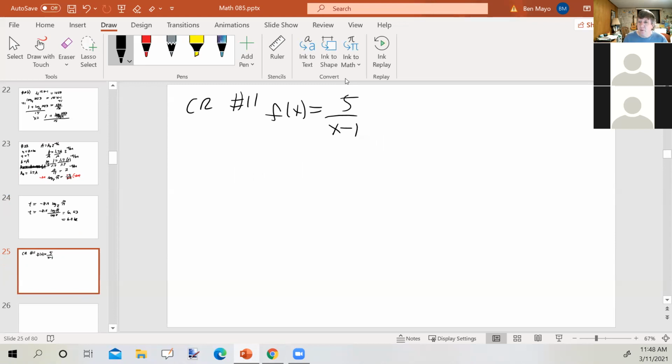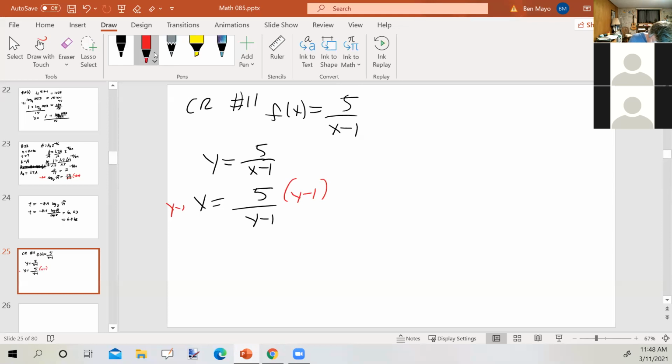So step number 1, replace the function notation with y. So y equals 5 over x minus 1. Step number 2, interchange all the x's and the y's. So x equals 5 divided by the quantity y minus 1. Step number 3, solve for y. I'm going to multiply both sides by y minus 1. So I get y minus 1 times x equals 5.